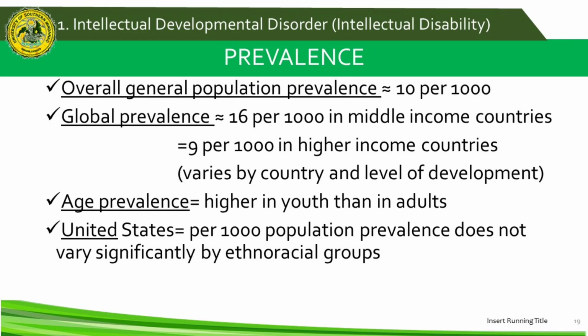So, prevalence for severe intellectual disability is approximately 6 per 1,000. Dito naman sa DSM-5-TR, overall general population prevalence is approximately 10 per 1,000. And in middle-income countries, approximately 16 per 1,000. Global prevalence ay nag-iiba siya by country at sa level ng development ng isang country. So, intellectual developmental disorder is higher in youth than in adults. In the United States naman, prevalence per 1,000 population does not vary significantly by ethno-racial groups.